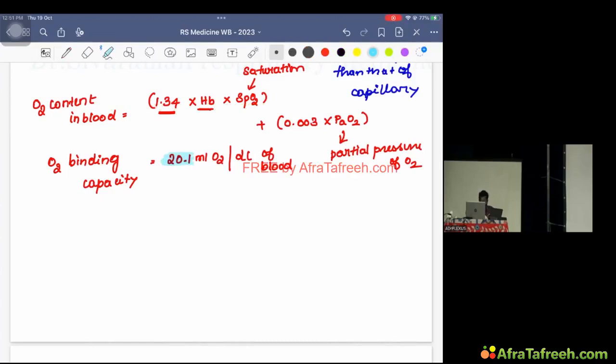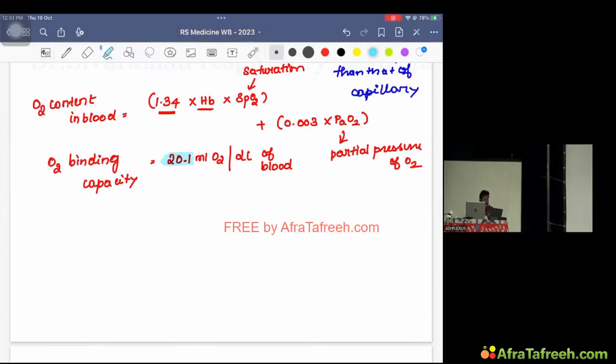Because this oxygen content is very important in a few conditions. Why it is very important: if you take carbon monoxide poisoning, there will be a larger amount of carbon monoxide. Because of that, what is going to happen? The dissolved oxygen in the blood will decrease.